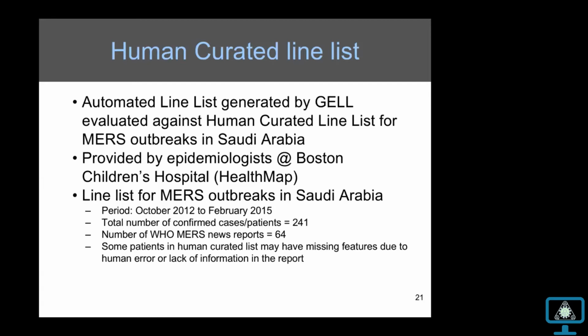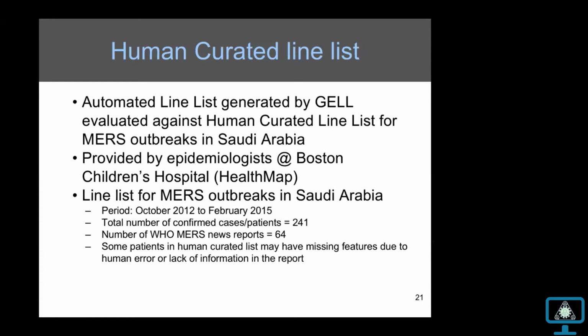So finally, we come to the point of trying to evaluate these line lists. To evaluate the line lists, we need to compare it to a ground truth data set. And our colleagues at Boston Children's Hospital HealthMap, John Brownstein and his team, developed a hand-curated line list for MERS outbreaks in Saudi Arabia. So what that means is they had epidemiologists comb through individual news articles and then curate each of these pieces of information. So this was done completely independently from our group. And so they had a separate table of entries.